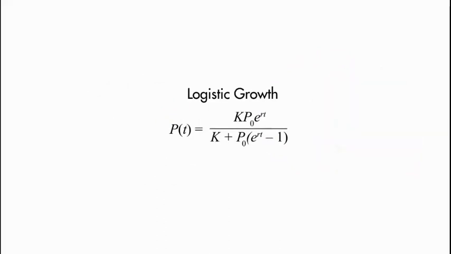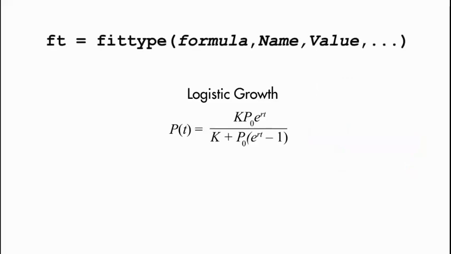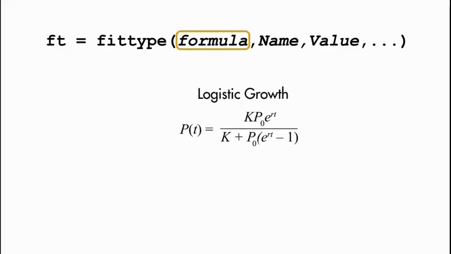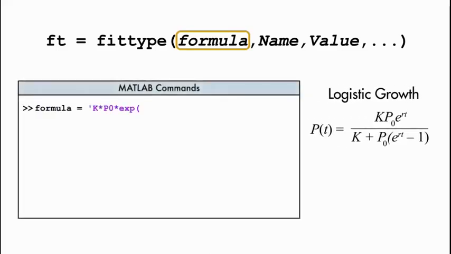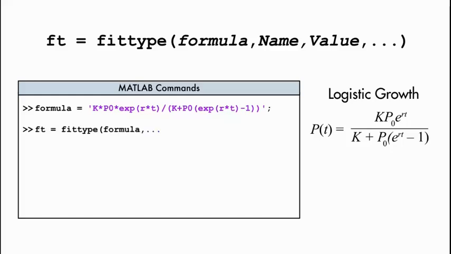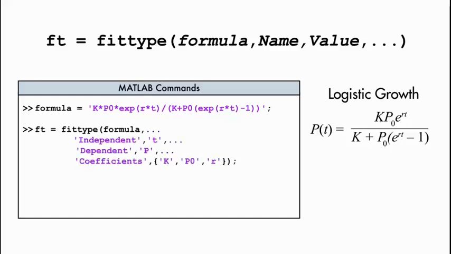To define our own fit type, we use the fittype function. The first input is the mathematical formula for our model. We write the formula as a MATLAB expression and enclose it in single quotes. In addition to passing our formula to the fittype function, we provide information about our model using name-value pairs. We need to include the independent and dependent variables and the names of the coefficients in the model. Multiple values are grouped together, enclosed in curly braces.